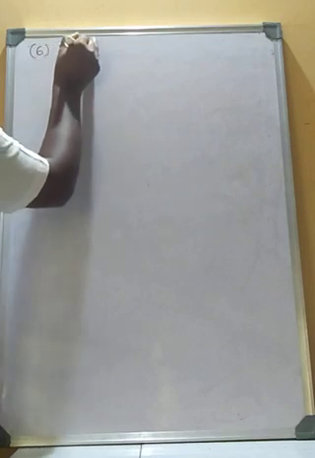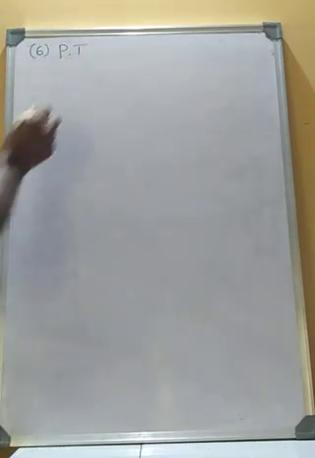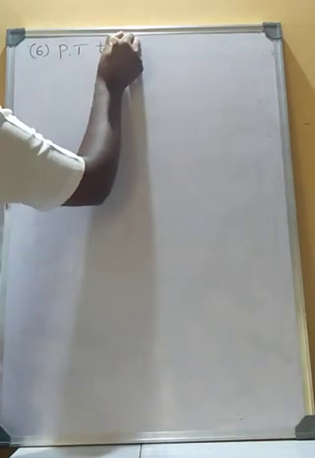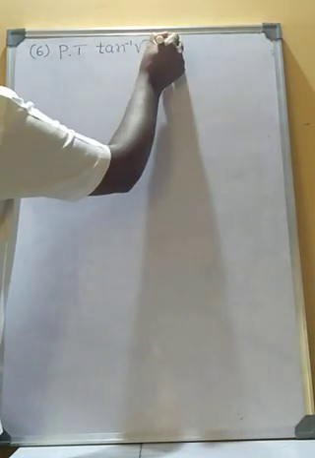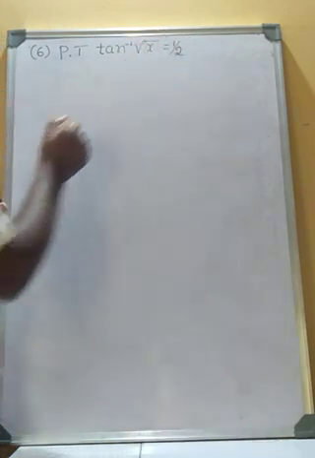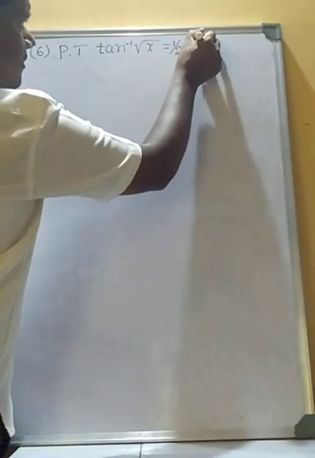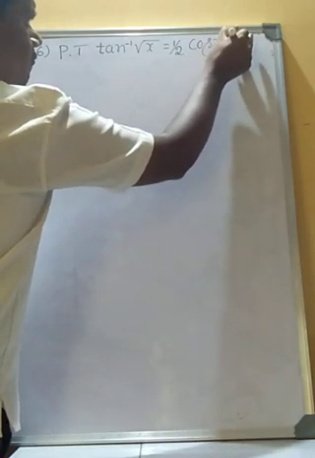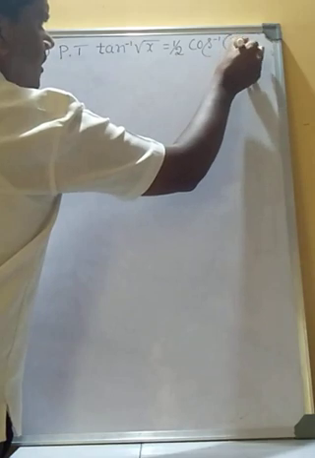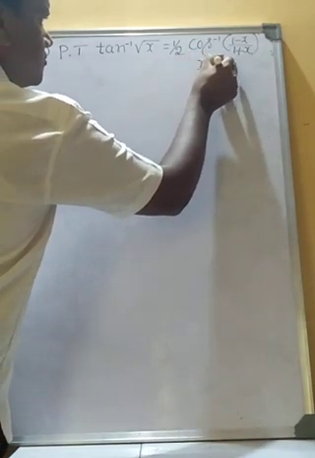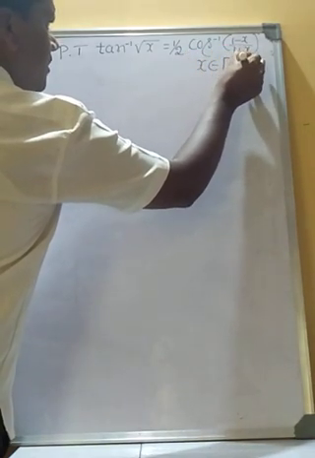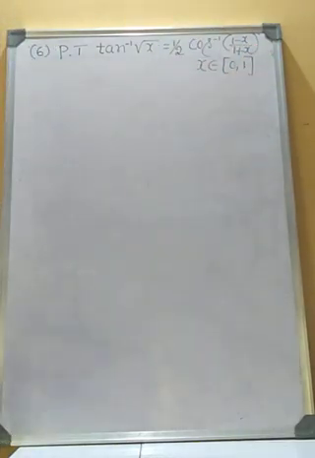The next example: prove that tan inverse root x equals 1 divided by 2 cos inverse of (1 minus x) divided by (1 plus x), where x belongs to the closed interval 0, 1. Prove this.